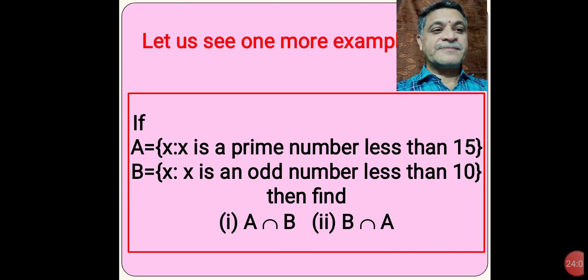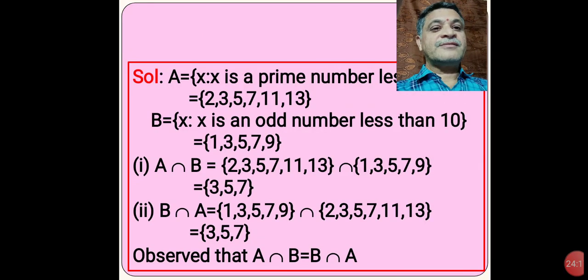Now we write the first set in roster form. A prime number less than 15: yes, 2, 3, 5, 7, 11, 13. And the second set is an odd number less than 10: 1, 3, 5, 7, 9. Now the first one is A intersection B.